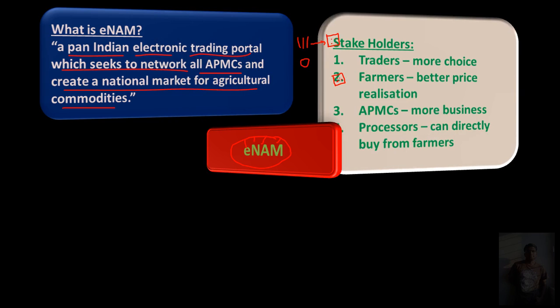So who are the stakeholders in this? First and foremost, there are the traders. According to this e-NAM, they'll have more choice because a trader in, suppose, Pune, can participate in a trade deal in Delhi also. Secondly, farmers will be getting a better price realization because suppose onions are produced more in a certain area, so here the price will be less. But suppose there is a demand in another area B, the traders from here will try to get this onion, so that the demand will increase, so that the price will also increase. So this will help in better price realization.